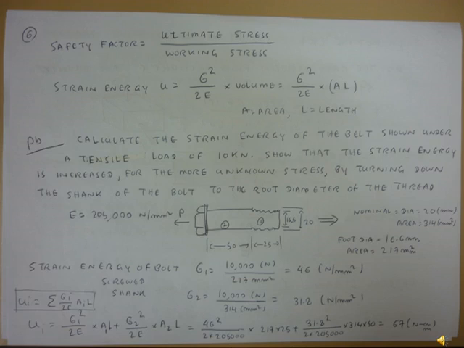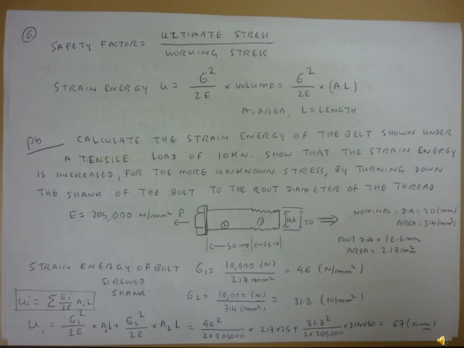The bolt has 50 millimeter and the shank diameter is 25 millimeter. In this case, the overall diameter is 20 millimeter, and then the diameter of the shank is 16.6 millimeter. The force is acting longitudinally. The Young's modulus E is 205,000 Newton per millimeter square. So we have to calculate the strain energy. In this case, the nominal diameter is 20 millimeter.